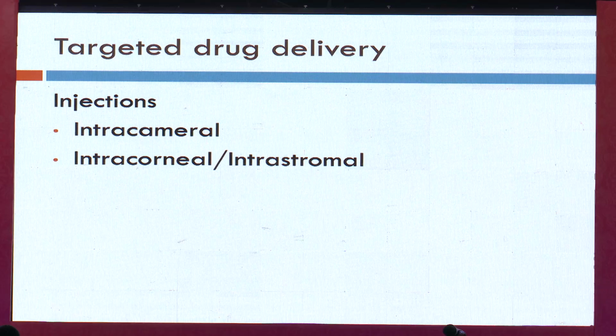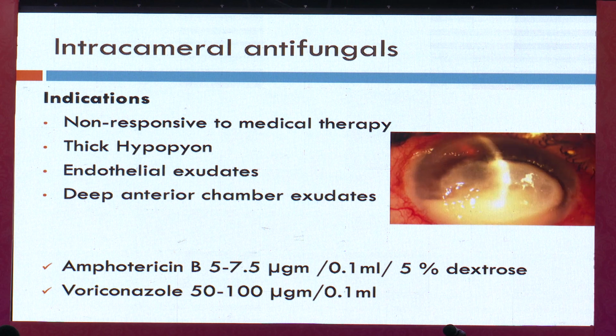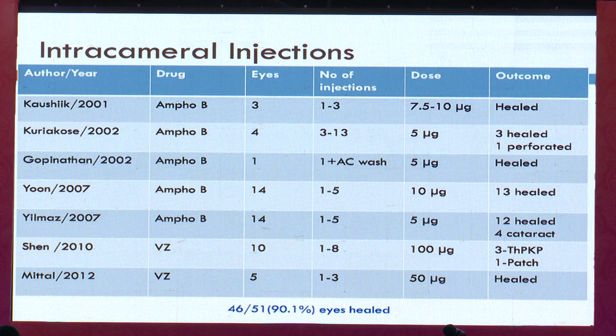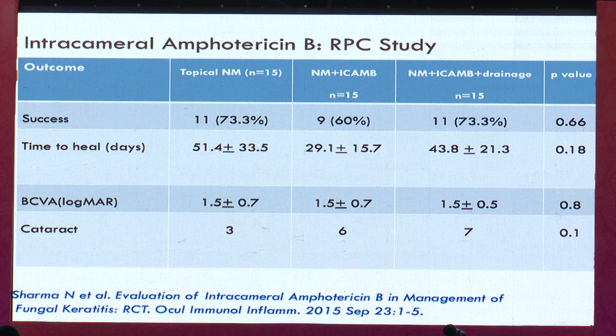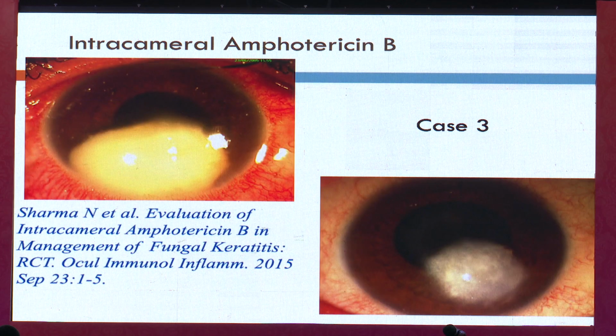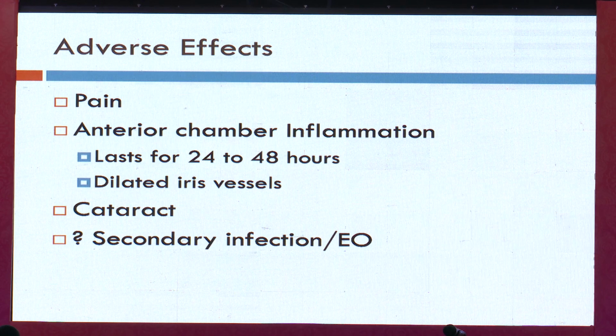Targeted drug delivery does have a role to play in these cases in the form of intracameral and intracorneal injections because of the limited delivery which occurs in the corneal tissue of the drugs which are currently available. Generally we like to give voriconazole 50 to 100 microgram per 0.1 ml. There are various studies which have shown that intracameral amphotericin B does work. This is our study where we compared topical natamycin and intracameral amphotericin B. And this is one of the cases which resolved on amphotericin B.